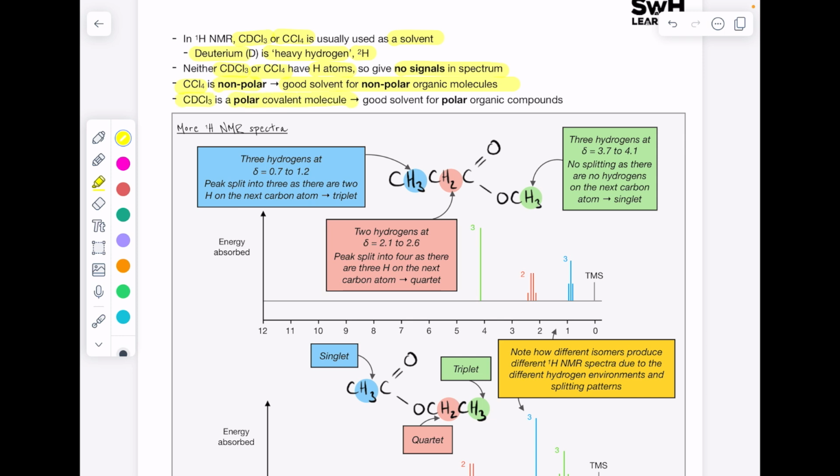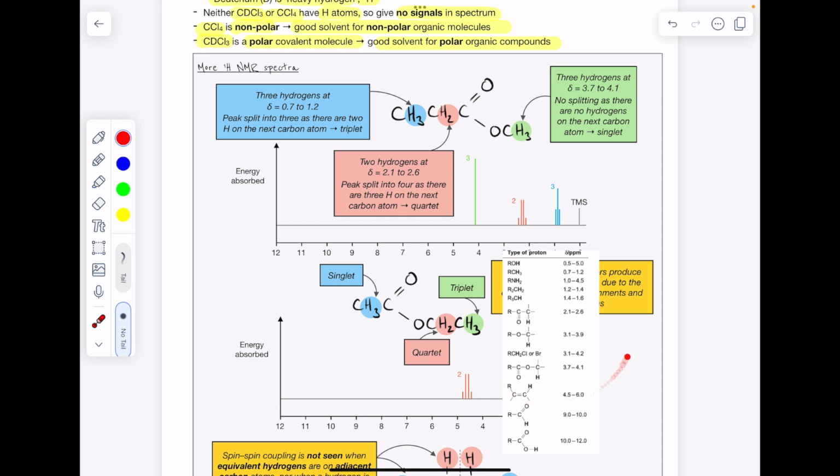CDCl3 is a polar covalent molecule, which means it's a good solvent for polar organic compounds. So obviously you'll pick your solvent based on what type of organic compound you have. Let's take another proton NMR spectra. Now obviously we have an ester here. Let's actually look at the splitting patterns on the NMR.